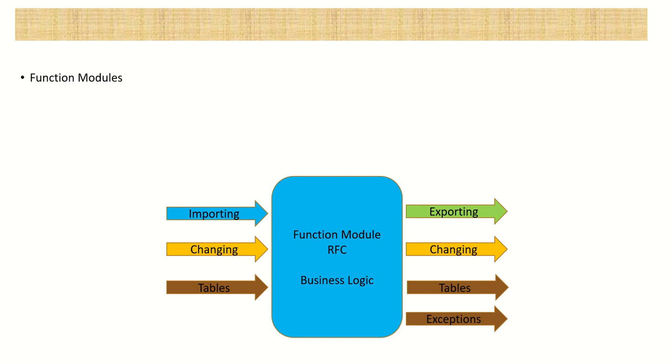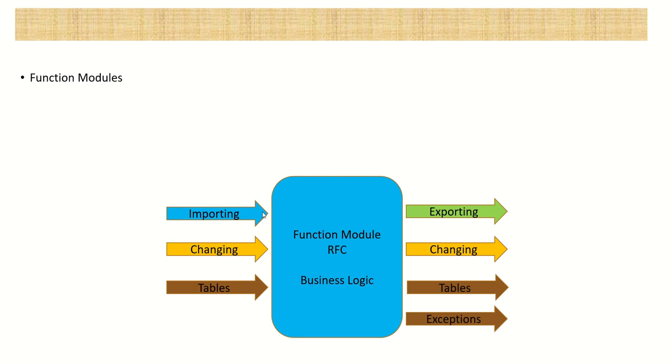For example, your importing parameter is vendor ID, and you want all the purchase order details of the vendor. So importing will be a single variable, vendor ID, and based on that, in the table output, we can get the purchase order header and line item details.